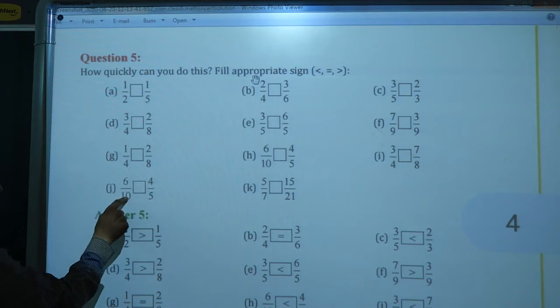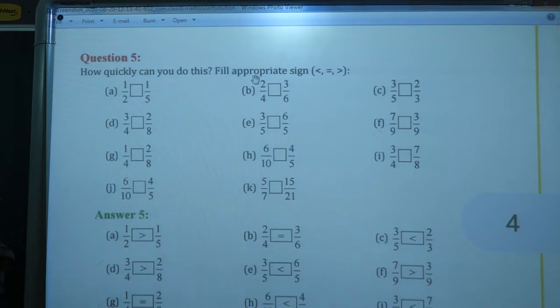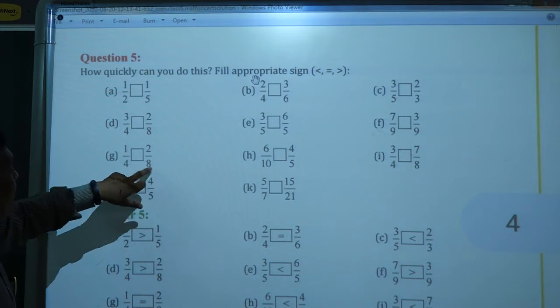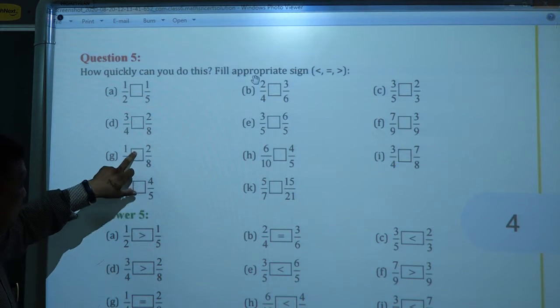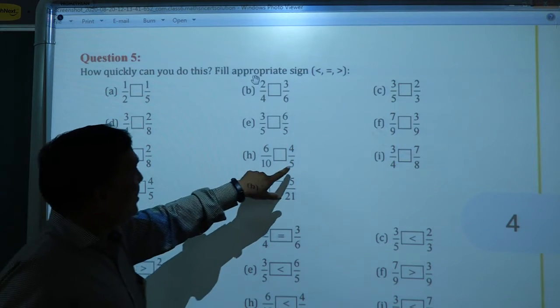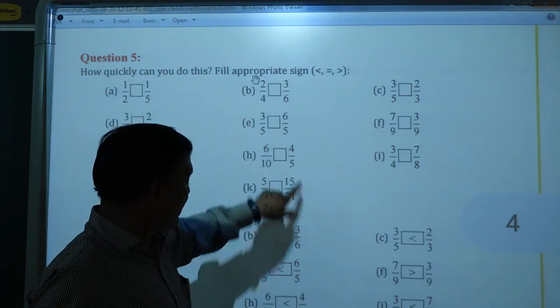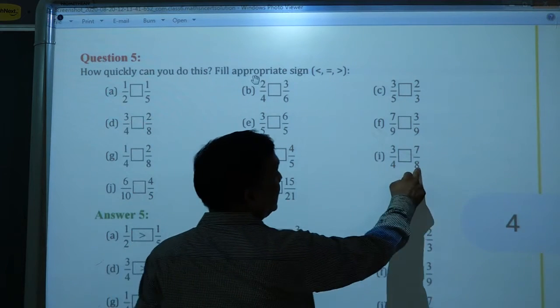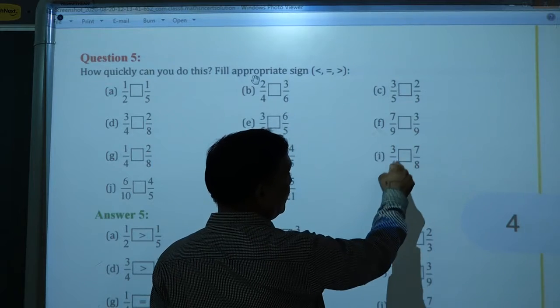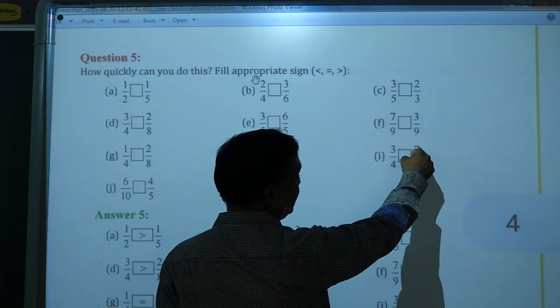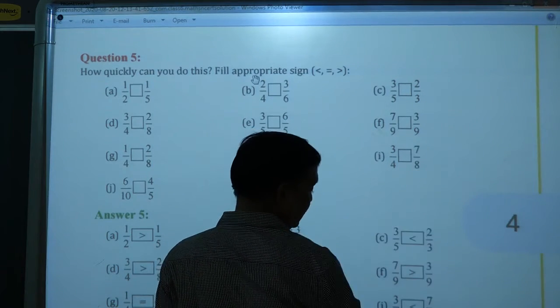5 6s are 30. 10 4s are 40. Sorry, I missed one number. This one. 8 1s are 8. 4 2s are 8. Both are equal. 5 6s are 30. 10 4s are 40. This is 30. This is 40. 4 upon 5 is the greater. 8 3s are 24. 4 7s are 28. 28. 7 upon 8 is the greater.